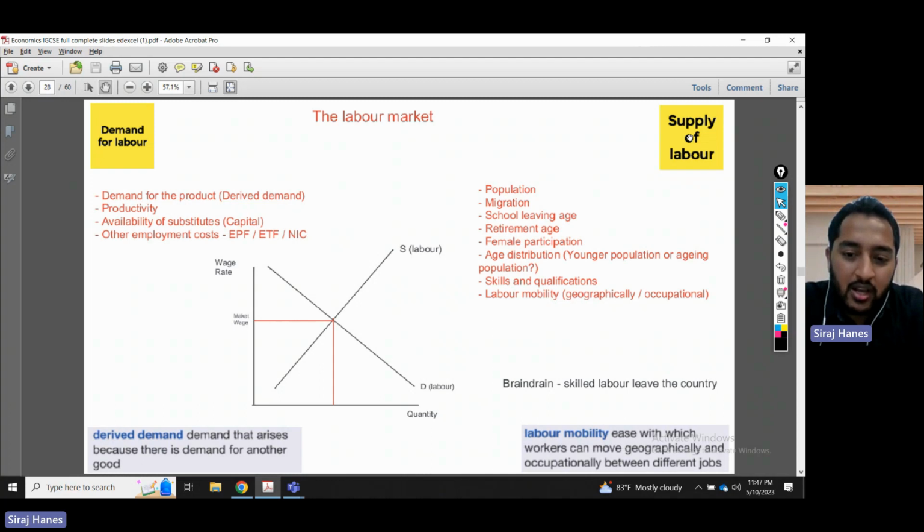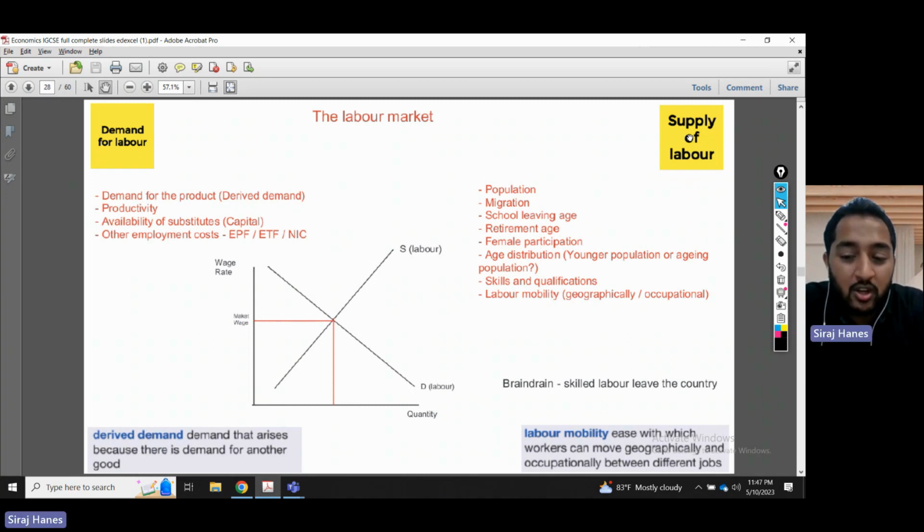Age distribution. Are people all young or people old? If they're old, then not much of labor. Aging population. UK has an aging population. I think Japan also has an aging population. People are all old. There's not much of workers. But if there's a younger population like India, then a lot of people available to work.